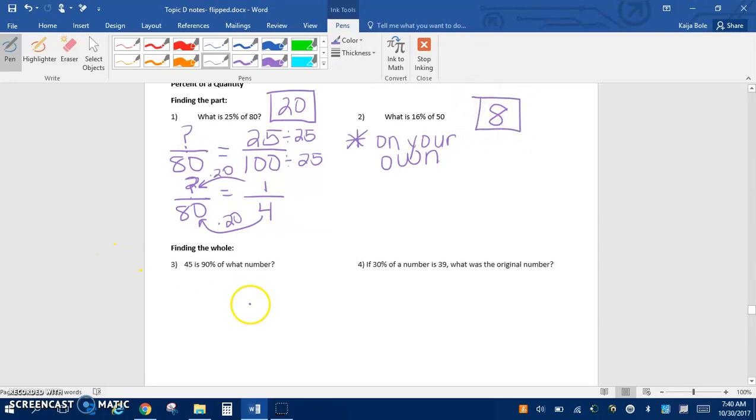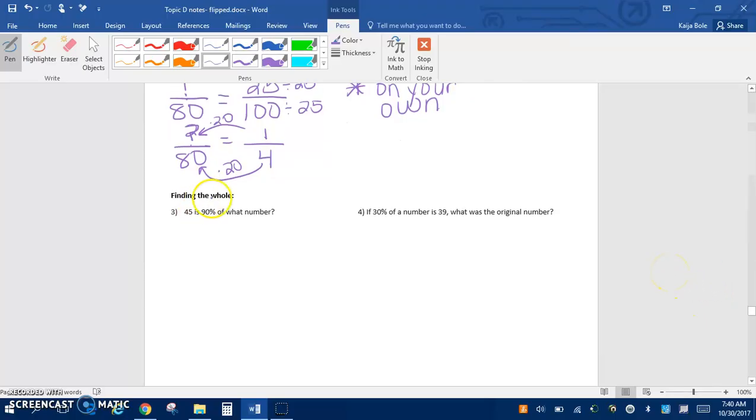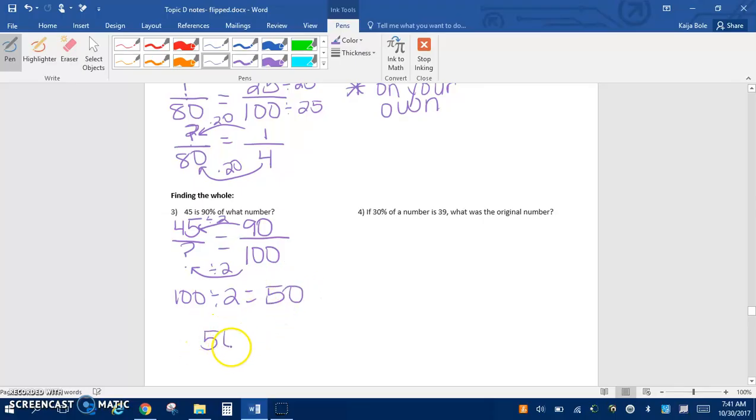So we're going to skip down to number 3. And the last one we're going to do all together. It's asking us to find the whole. So 45 is 90% of what number? When we set up our algorithm, we know the 90% and we know this is 100. And they're asking us to find the whole, which is always on the bottom. We know 45 goes on the top. So now we're looking, do we know how to get from 90 to 45? Yes, we actually do. Just divide by 2 on the top and on the bottom. So 100 divided by 2 is 50. So our answer would just be 50.